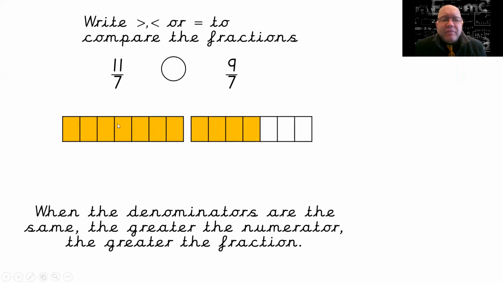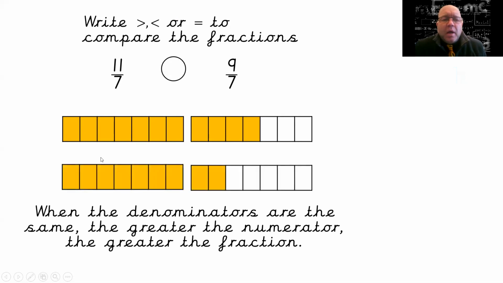So here we have our 11 sevenths. So there's our whole one. There's 7 sevenths, 8, 9, 10, 11. So there's 11 sevenths. And there's 9 sevenths. Again, 7 sevenths for a whole one. 2 more gives us 9 sevenths. And you can see quite clearly that 11 sevenths is bigger. And so 11 sevenths is greater than 9 sevenths.